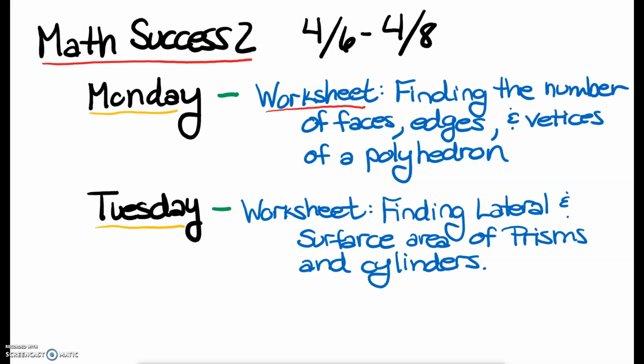And then on Tuesday, we're also going to be doing another worksheet. Before the worksheet, you'll be watching a video on how to find the lateral and surface area of prisms and cylinders. So the video will go over what lateral area means, what surface area means, the formulas to use for each, what a prism is, and what a cylinder is. And then it'll walk through some examples that'll help you complete your worksheet.